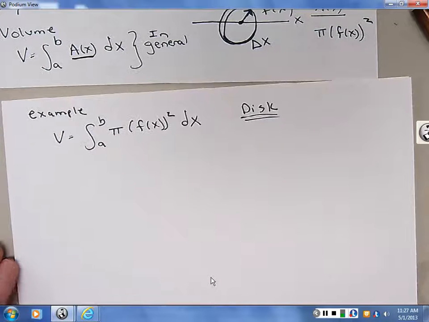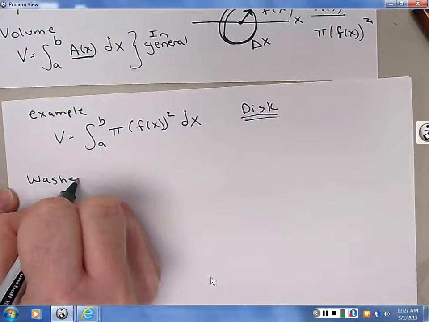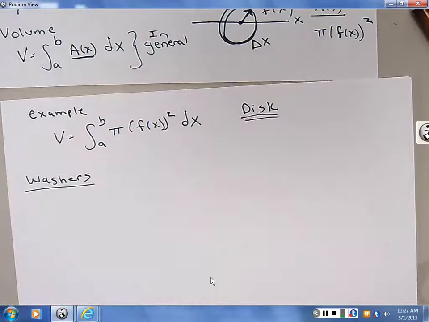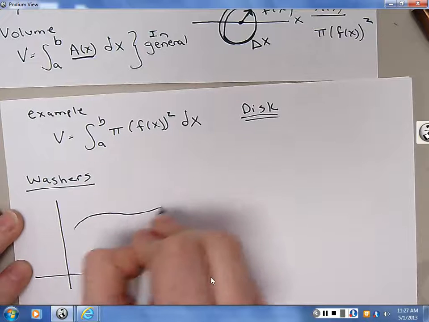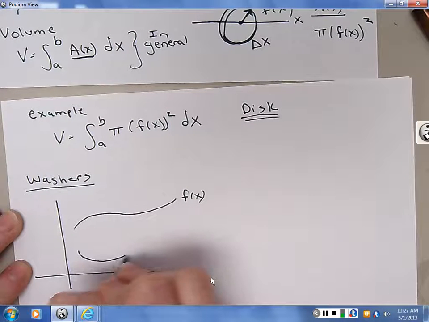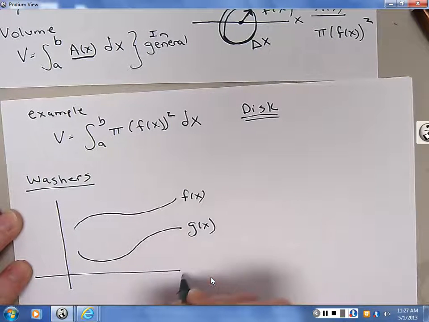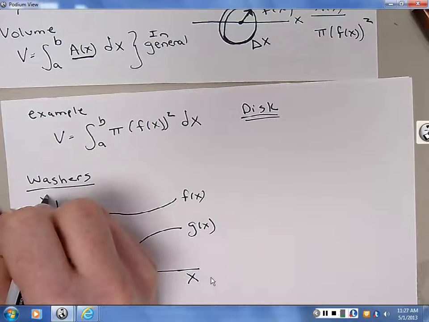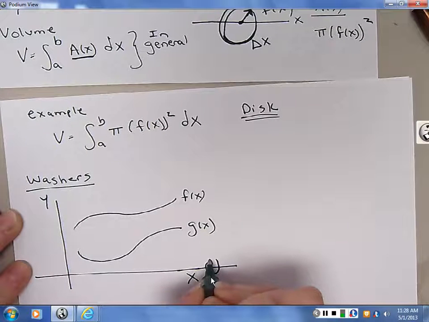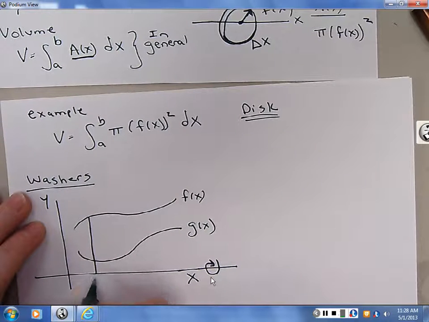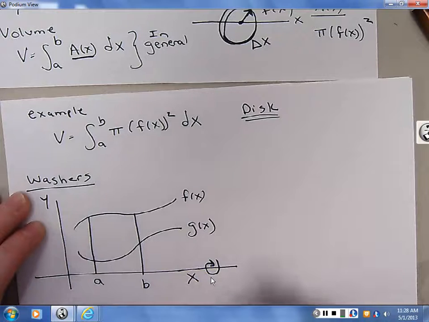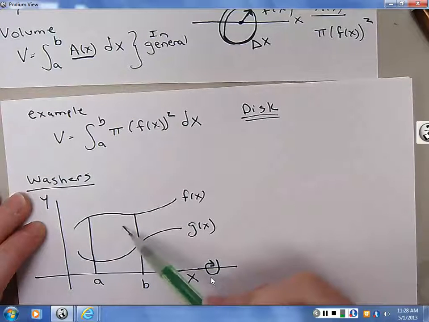So let's look at the example of the washer method, which will be very similar to finding area between two curves. So if I draw a picture here, f of x, let's name this one g of x. So this is the x-axis, this is the y-axis. If I come in here and rotate it about the x-axis, you see that I have this cylinder that has a hole in the middle of it. So I don't know if I should even attempt to draw this.